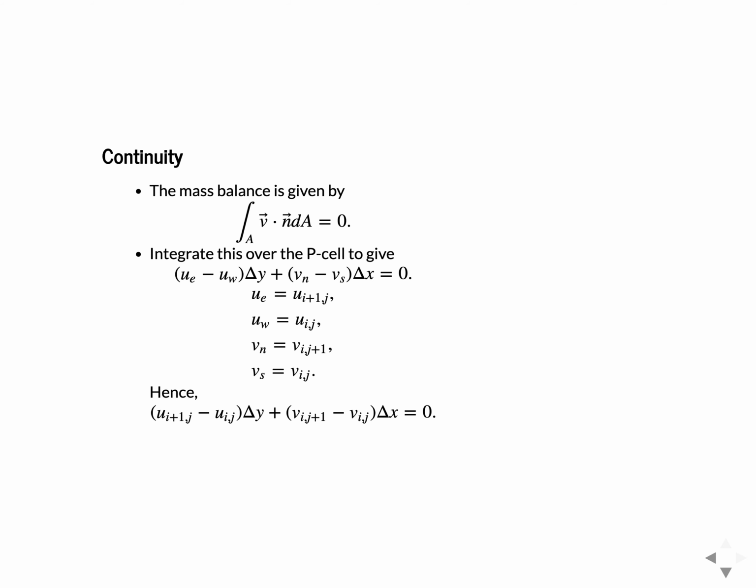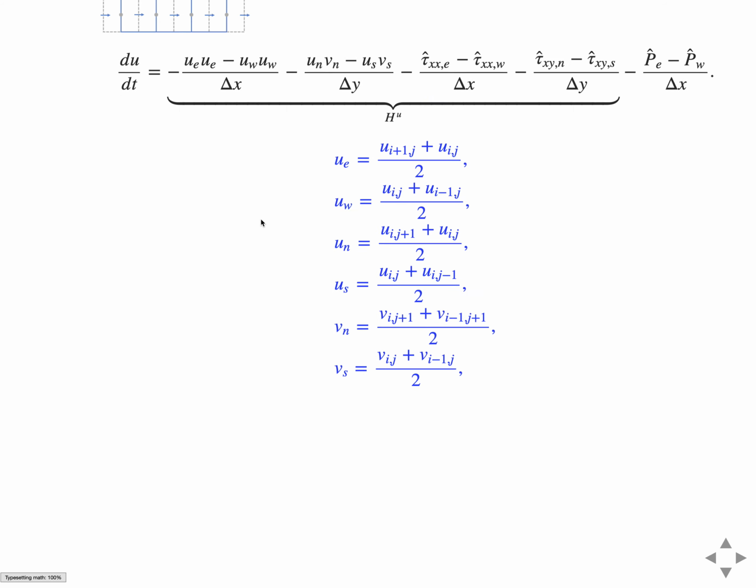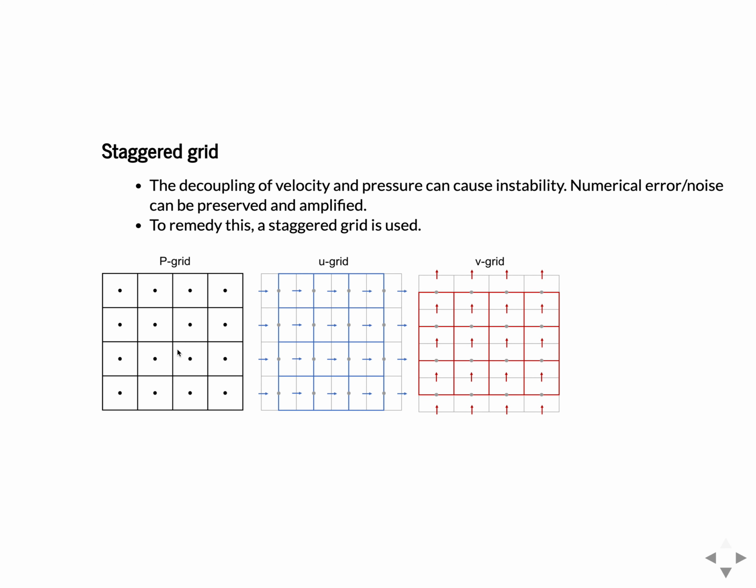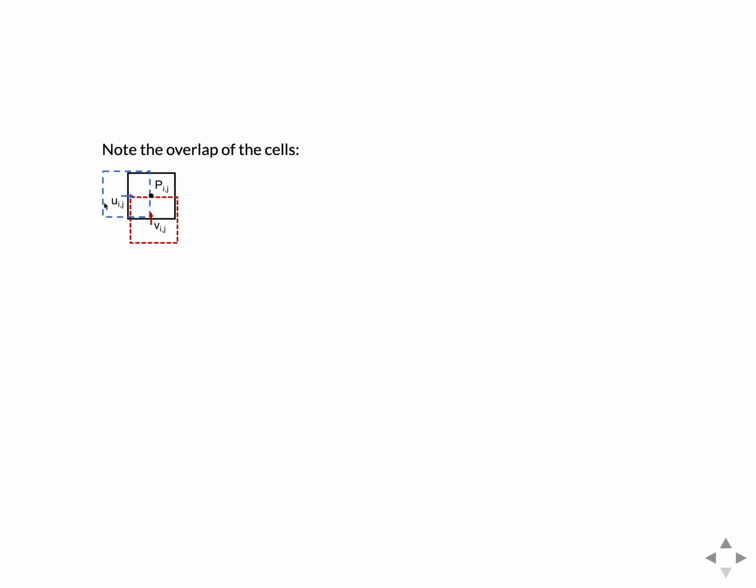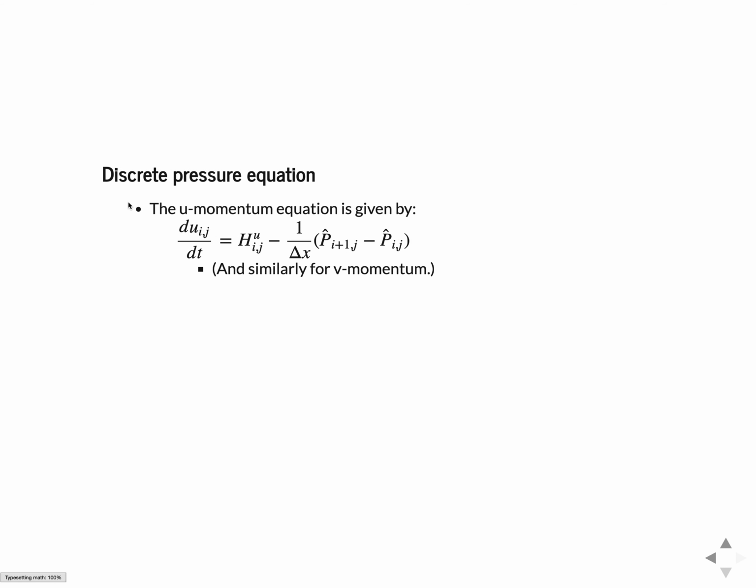Okay, so we begin with the continuity equation. We integrated the U momentum equation over the U grid, the V momentum equation over the V grid. For the continuity equation, the mass balance is integrated over the P grid. And we can go back and just have a quick look at those grids. So we have a P grid, a U grid, and a V grid, and we integrate U momentum over the blue cells, V momentum over the red cells, and we'll integrate the mass balance over the black cells. And this is what these grids look like when they're overlapped.